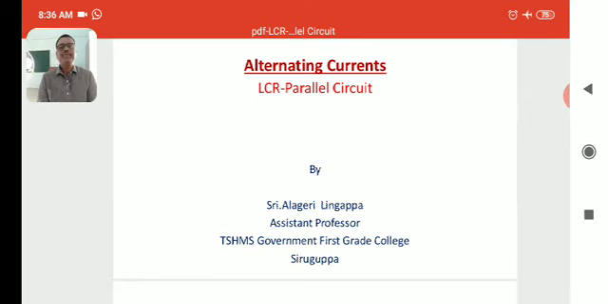Today my chapter is alternating currents. I am going to explain LCR parallel circuits. That means an inductor, a capacitor, and a resistor, all connected in parallel.